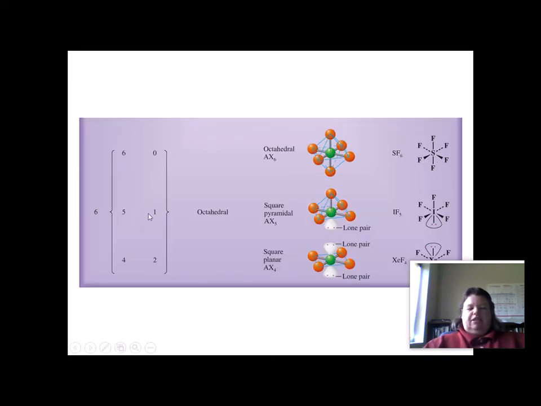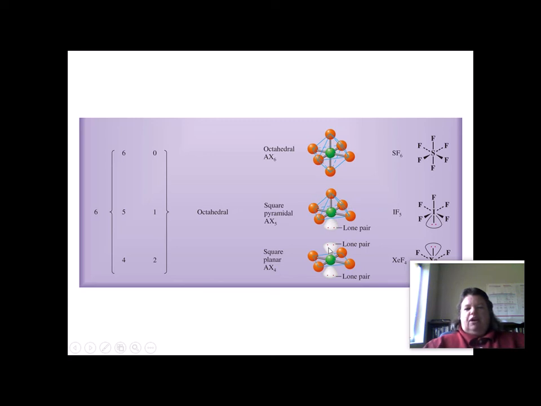The last family is octahedral. Again, 6 and 0 is octahedral, the family name. 5 and 1. Okay, all of these angles are 90 degrees, so it doesn't matter which one I choose. Either way, no matter which one of these I choose, I can turn it to be this way. Here's my square, 1, 2, 3, 4, 1, 2, 3, 4, and here's my pyramid, so it becomes square pyramid.